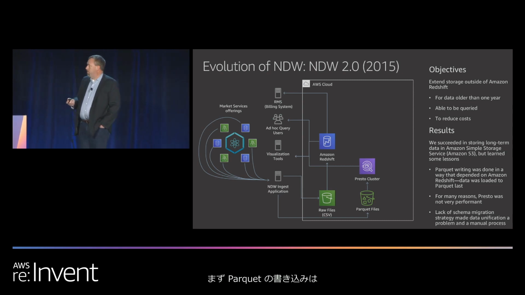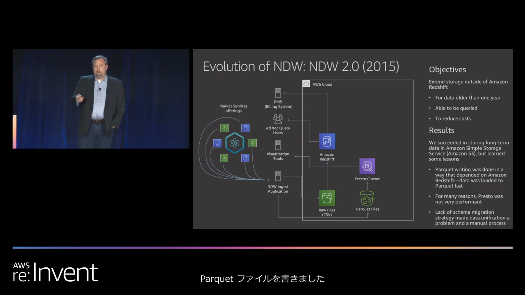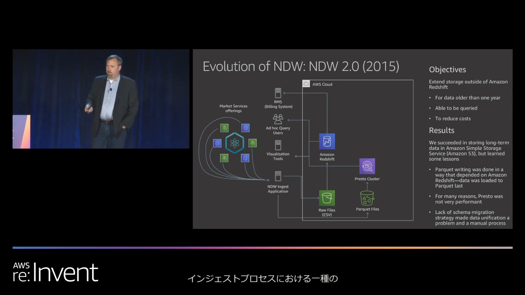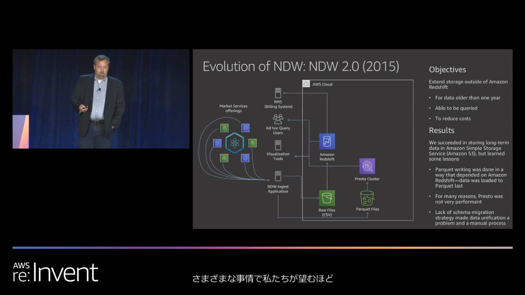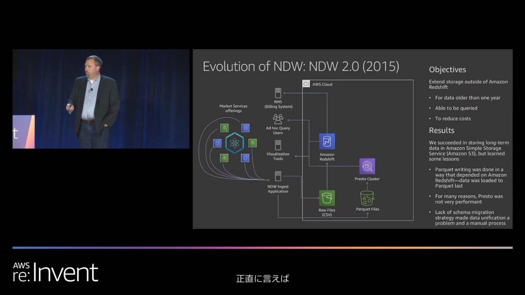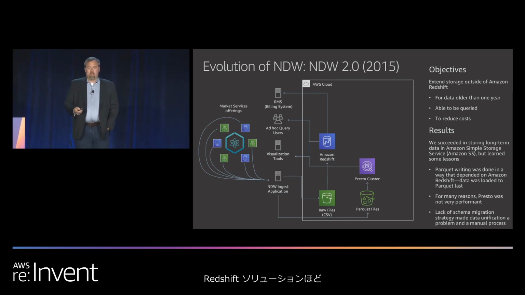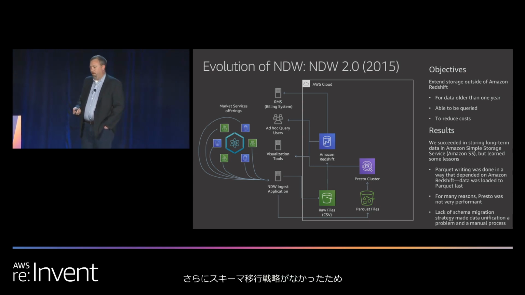The first thing was that our Parquet writing was done after the fact. So we loaded our Redshift database, and then we wrote our Parquet files. And so the Parquet file writing was sort of the second-class citizen in our ingest process. For a wide variety of reasons, our Presto cluster was not really as performant as we wanted it to be. But to be honest, it was hosting data more than a year old, which wasn't as mission critical as the Redshift solution.